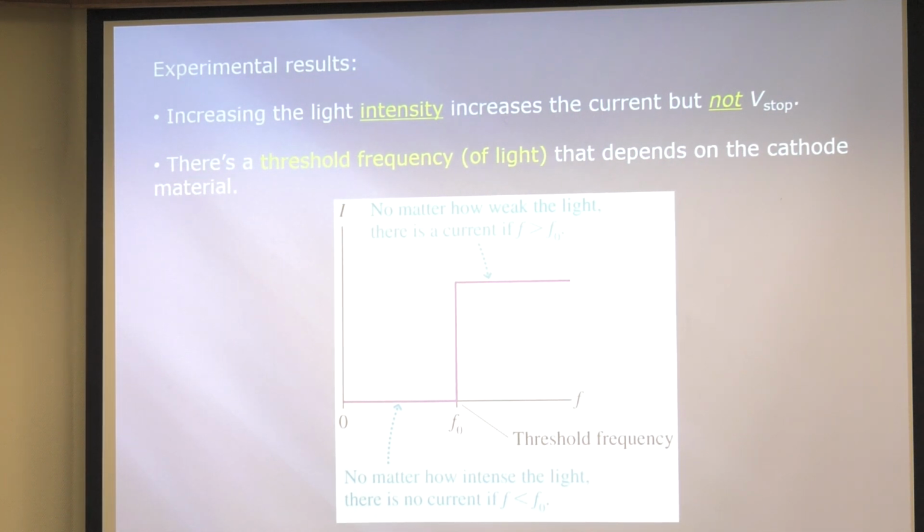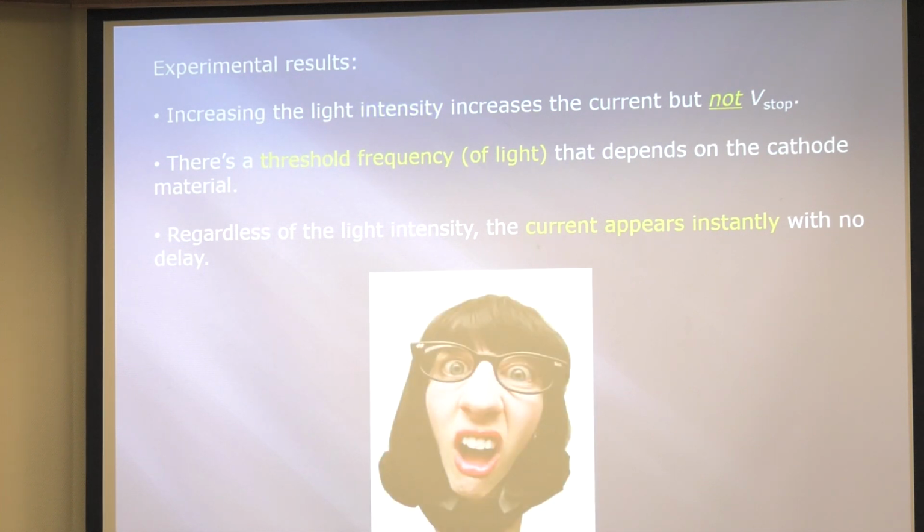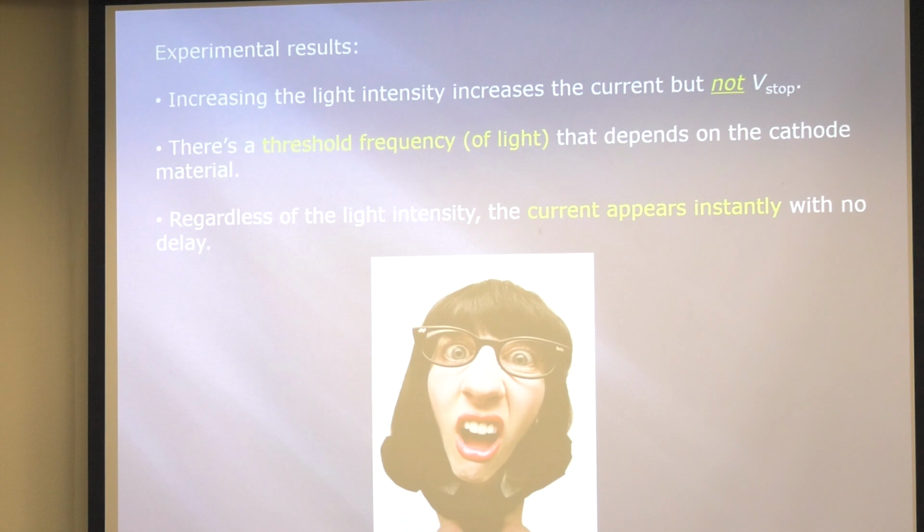That's completely ridiculous. Okay, regardless of the light intensity, the current appears instantly, no delay. Now that disagrees with classical, because remember, classical physics, you've got to heat up that cathode. It takes a while to get it hot enough so that the thermal energy exceeds the work function. With a photoelectric effect, if the frequency of the light exceeds the threshold, bingo, there's no delay. The electrons are just emitted. Bang. Okay, so what is going on? All of these experimental results completely disagree with the classical theory. And so that really was very perplexing to the people at the time.